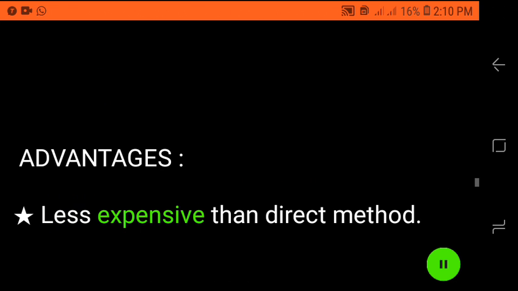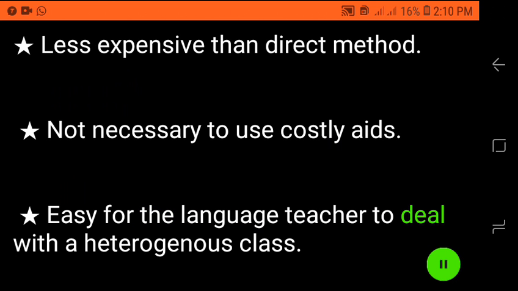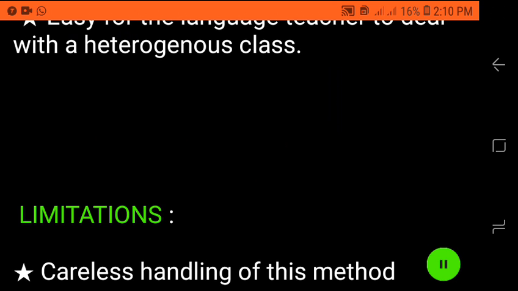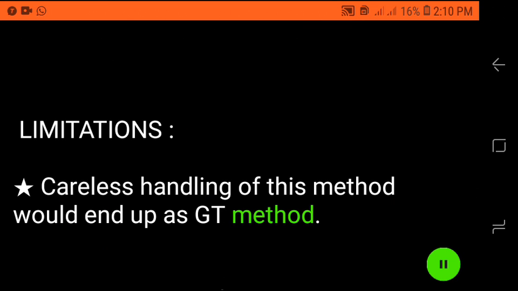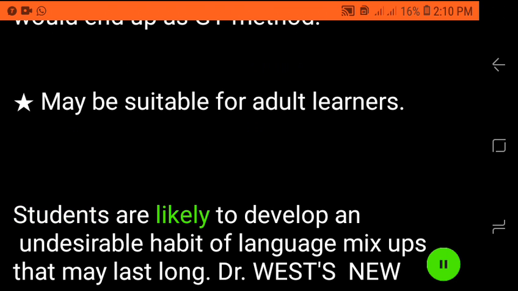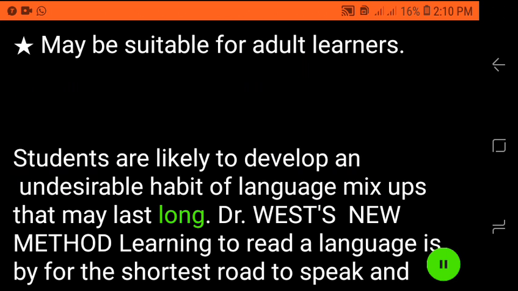Advantages. Less expensive than direct method. Not necessary to use costly aids. Easy for the language teacher to deal with a heterogeneous class. Limitations. Careless handling of this method would end up as GT method. May be suitable for adult learners. Students are likely to develop an undesirable habit of language mix-ups that may last long.